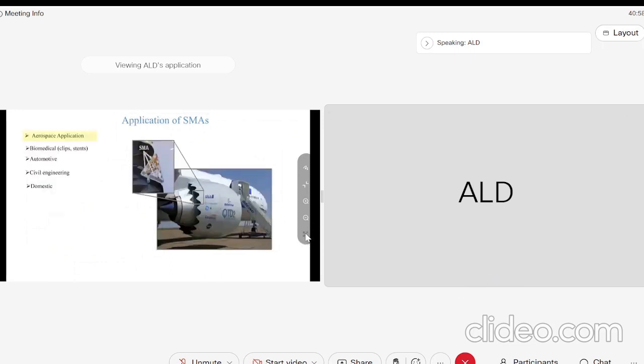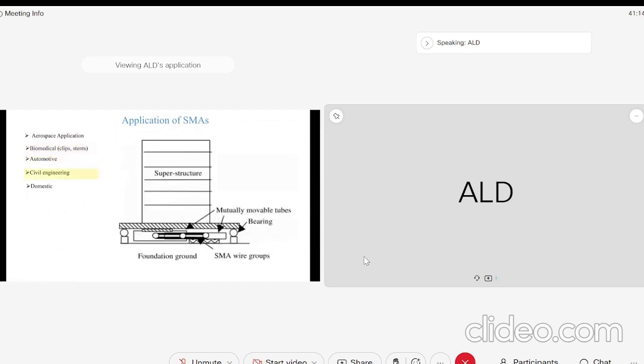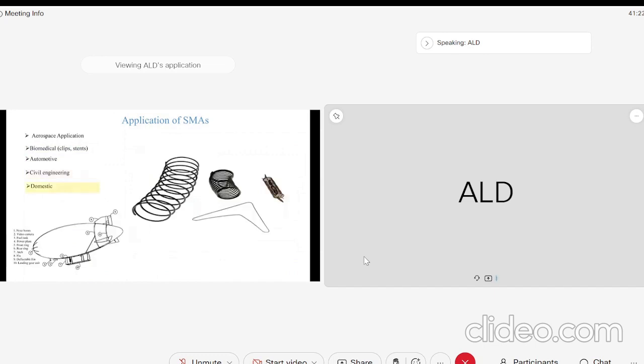So now talking about applications of SMA. That is the thermal SMA applications, the Chevron applications. Then we are coming to the biomedical clip, then stent also, that is biomedical. Then civil applications, where we are using SMA wires. Then domestic applications like springs. Here is one interesting aerospace application by our NL group, the landing gear, which is one good aerospace application.